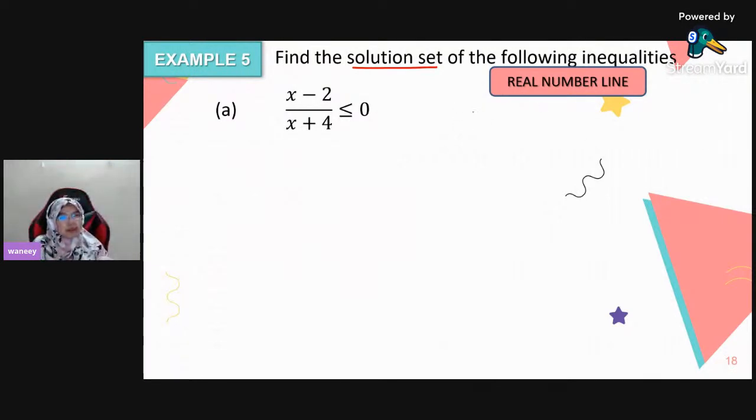Okay, so before you start with either using the real number line or table of sign, you should check your inequalities first. What kind of inequalities is this? You have x at the top, you have x at the bottom, therefore this is a fraction, so you know for sure this is a rational inequality. Masa tu kita tahulah dia adalah rational inequalities because we have a fraction and x at the top and x at the bottom as well. So that is the first one. You should know what kind of inequalities you are handling.